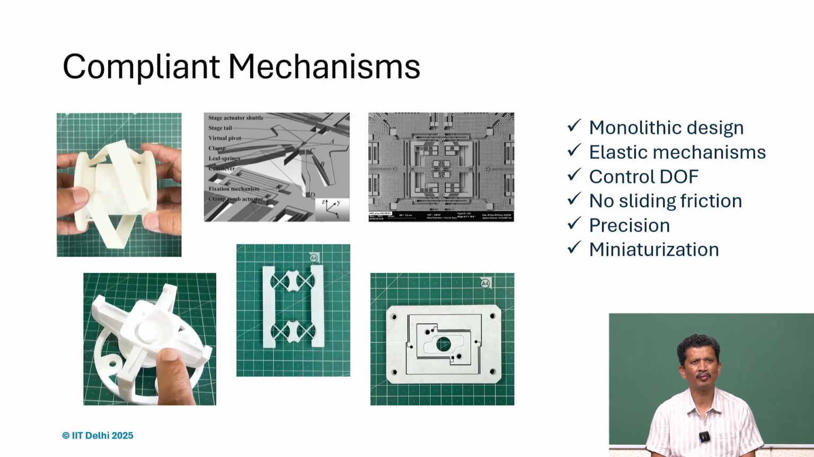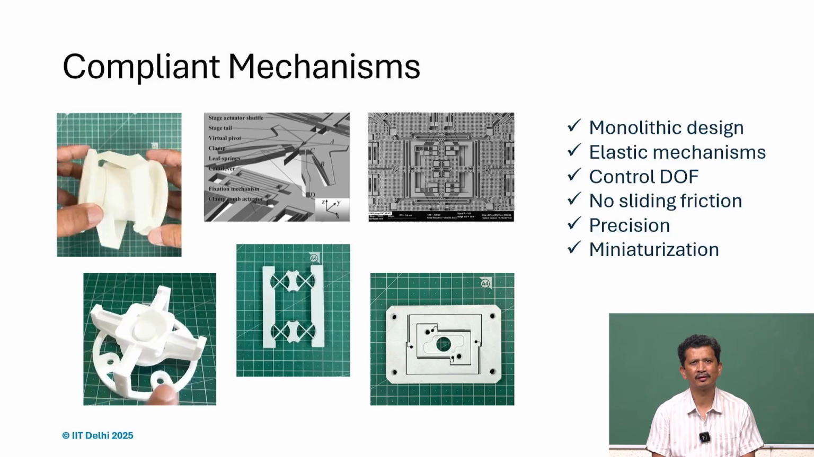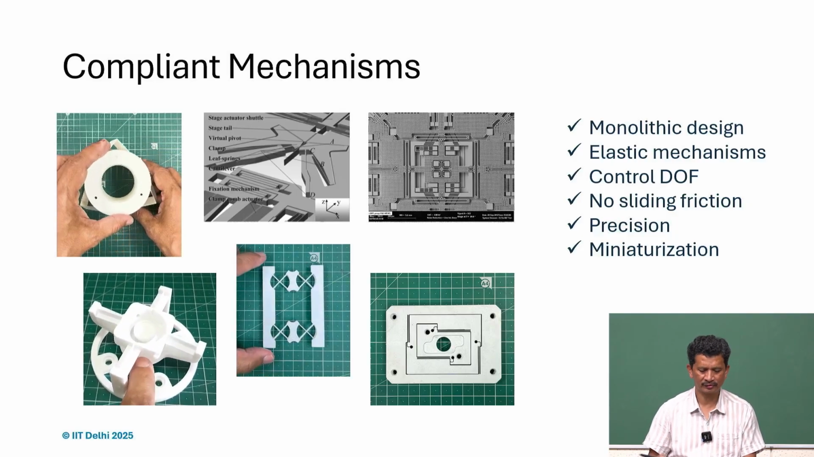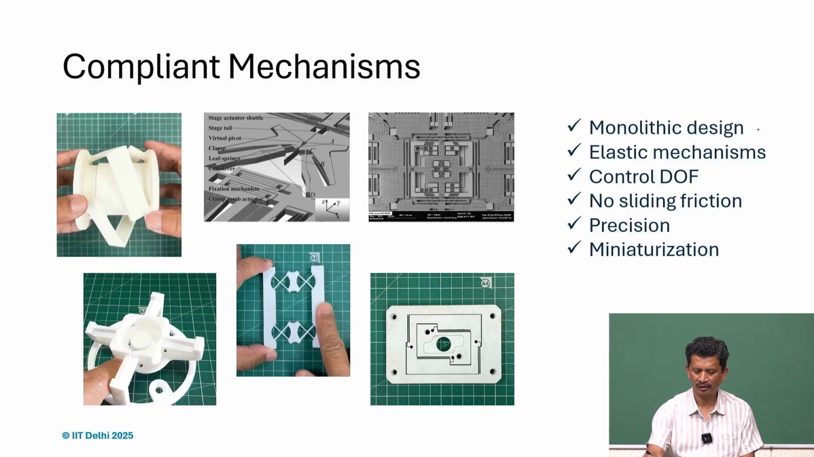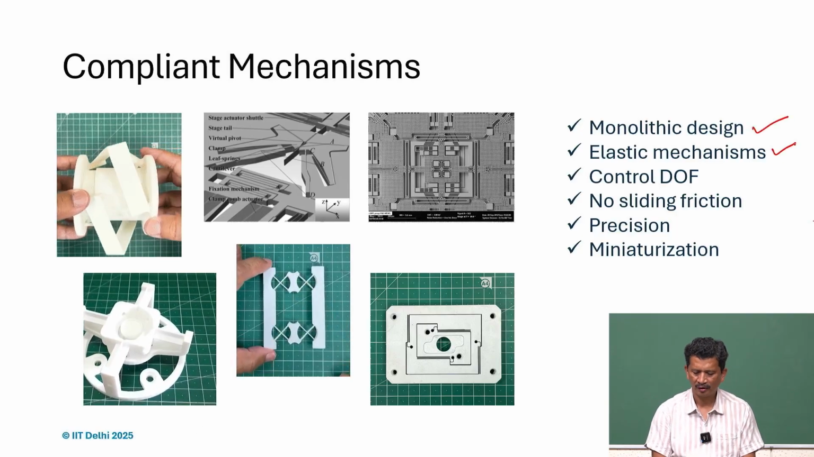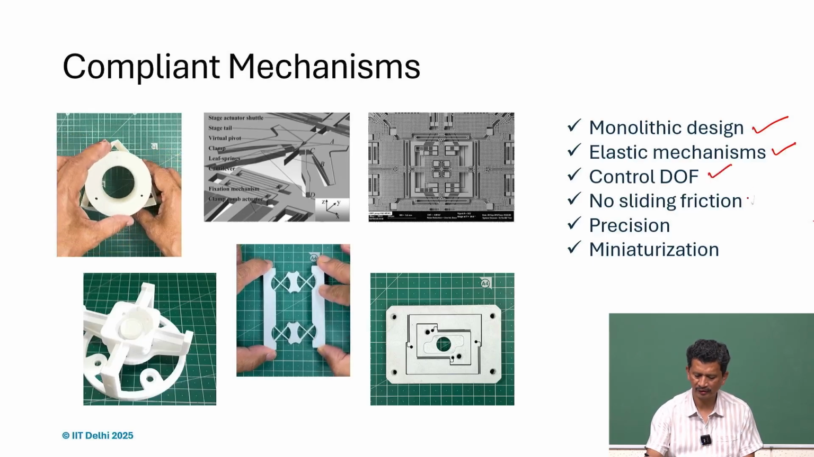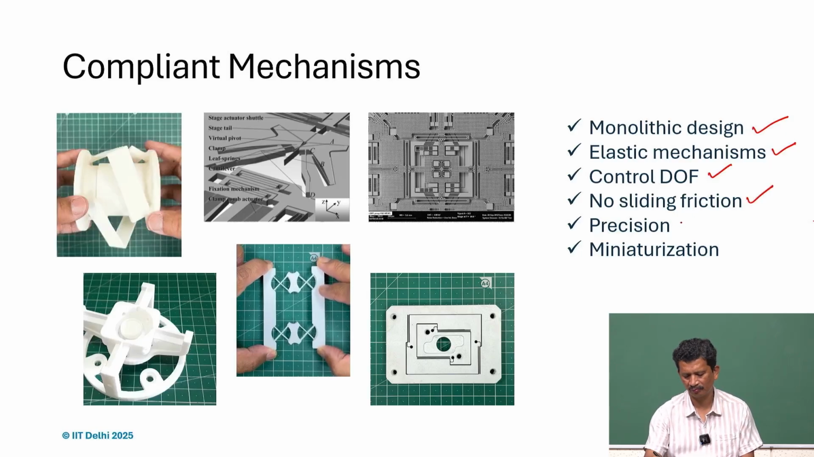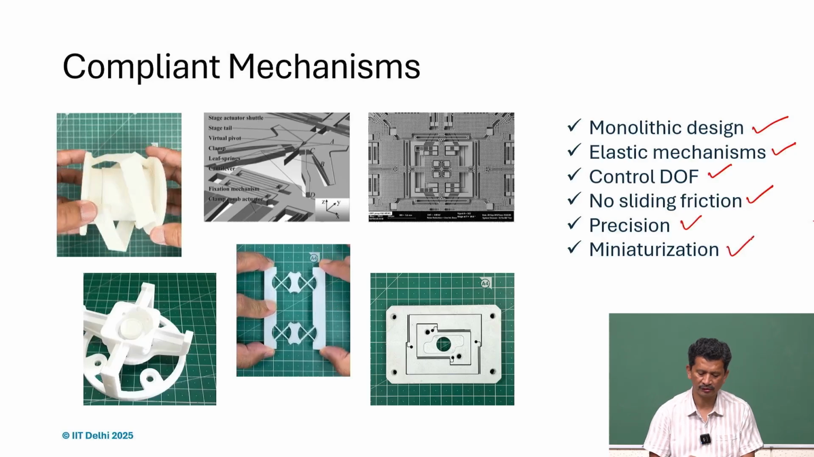So we have been talking about compliant mechanisms since we started this course, and we learned about various advantages. So yes, it's a monolithic design, it's elastic. Yes, we can control various degrees of freedom. We also say that there is no sliding friction, and because of that, we can get higher precision, repeatability, and because it's a monolithic design, we can also have miniaturization.